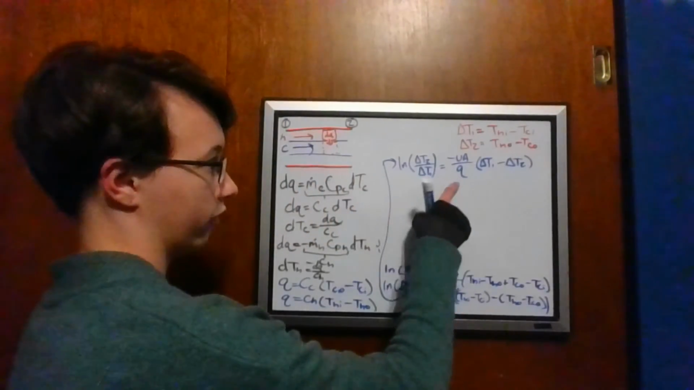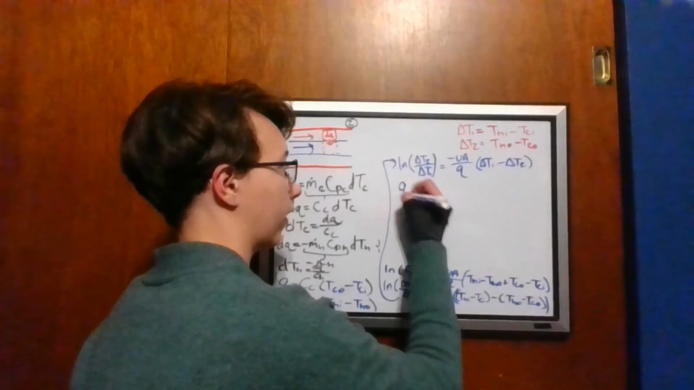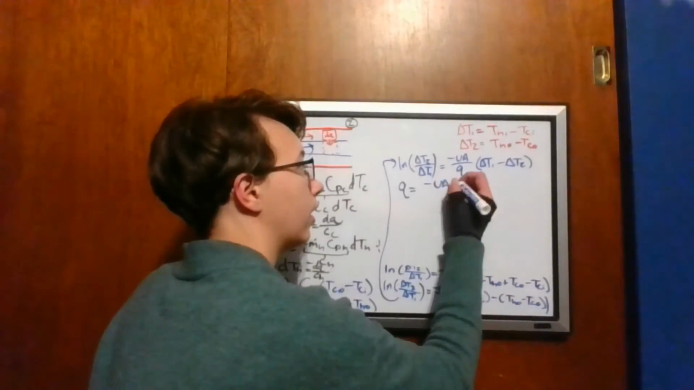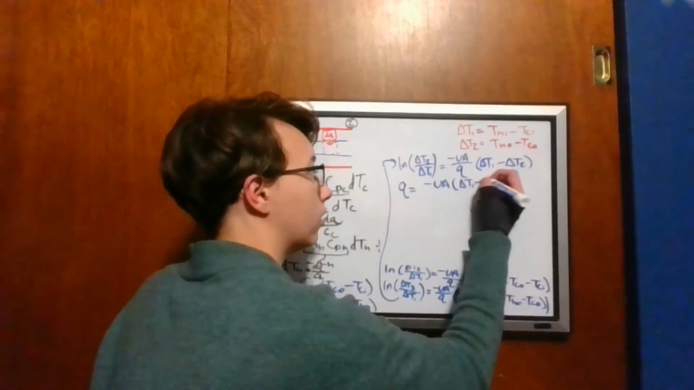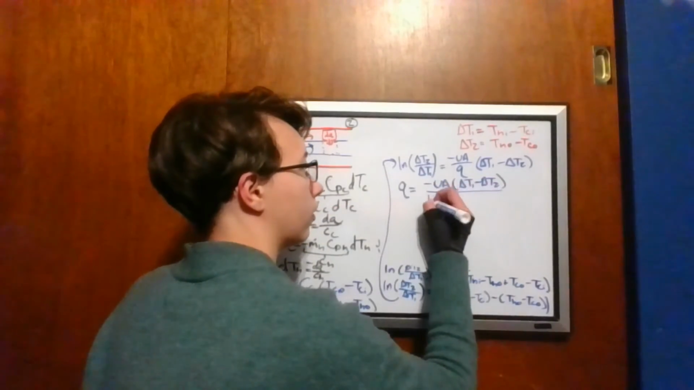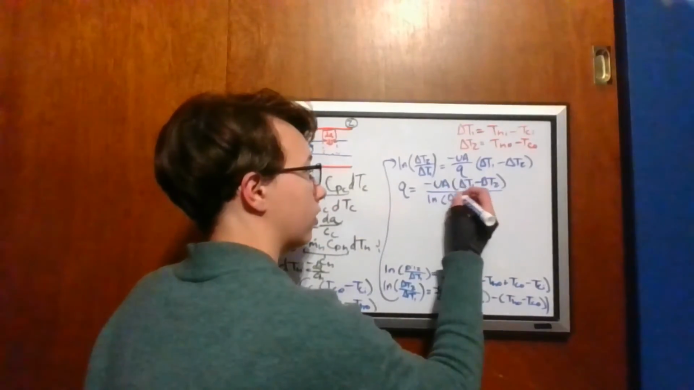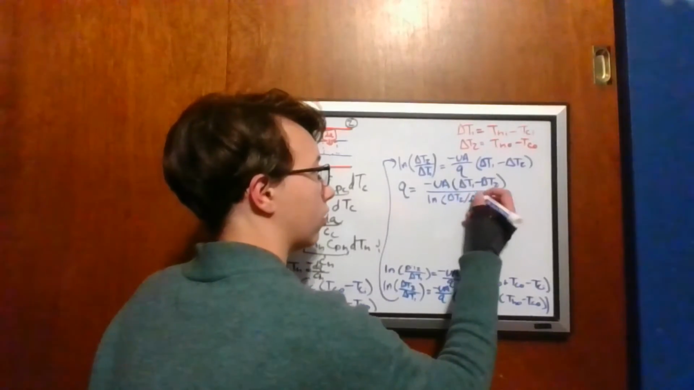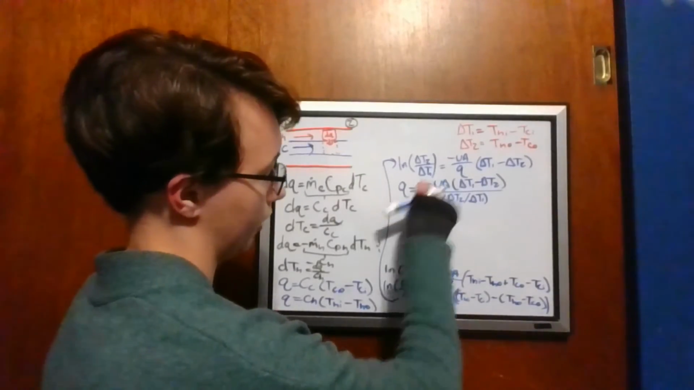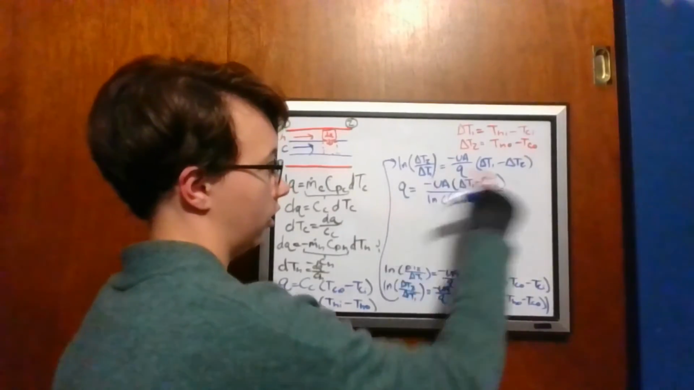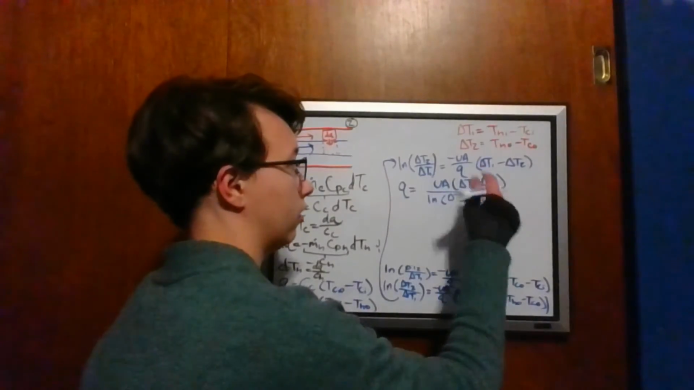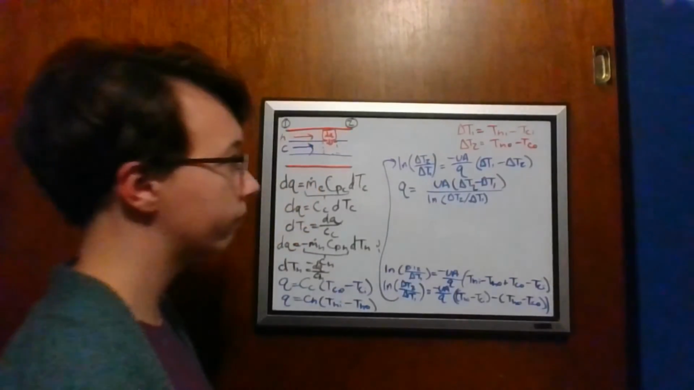Alright, so we can solve for our heat. We've got that our heat is equal to negative UA times delta T1 minus delta T2, over the natural log of delta T2 over delta T1. And we can also put this negative sign inside of the parentheses, so we'll just flip this around. It's going to be delta T2 minus delta T1.